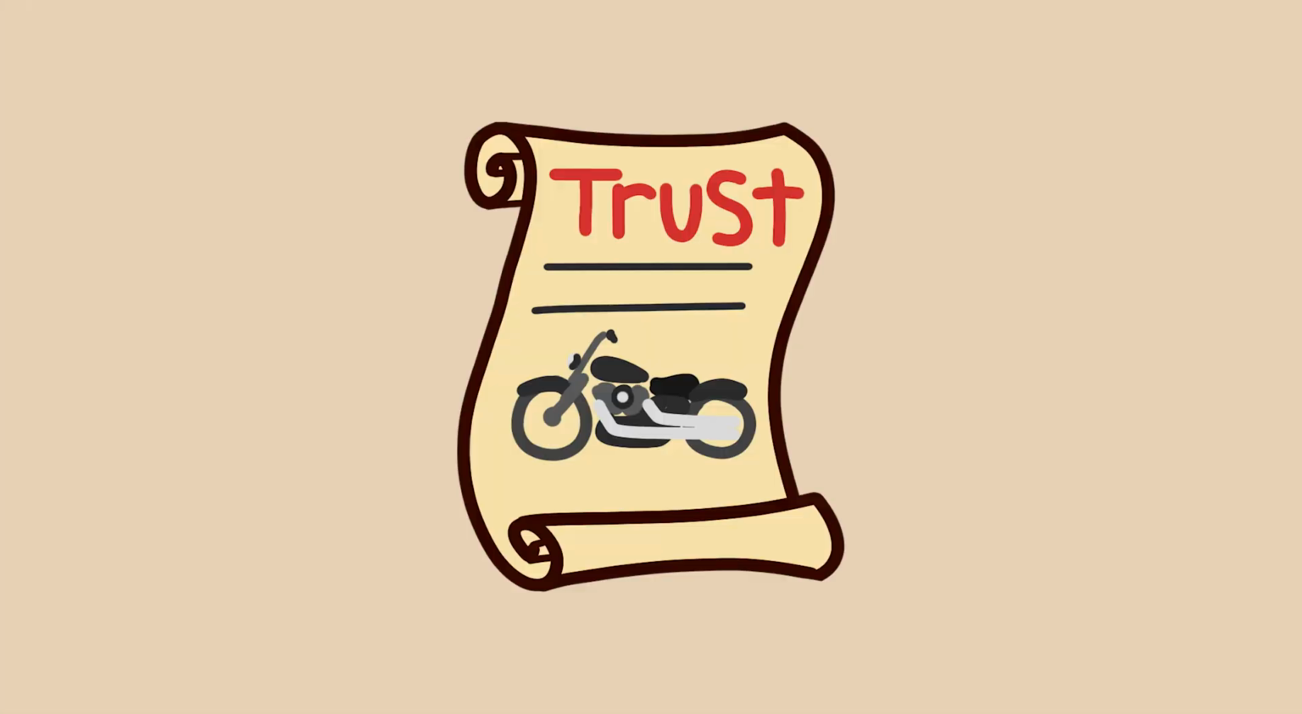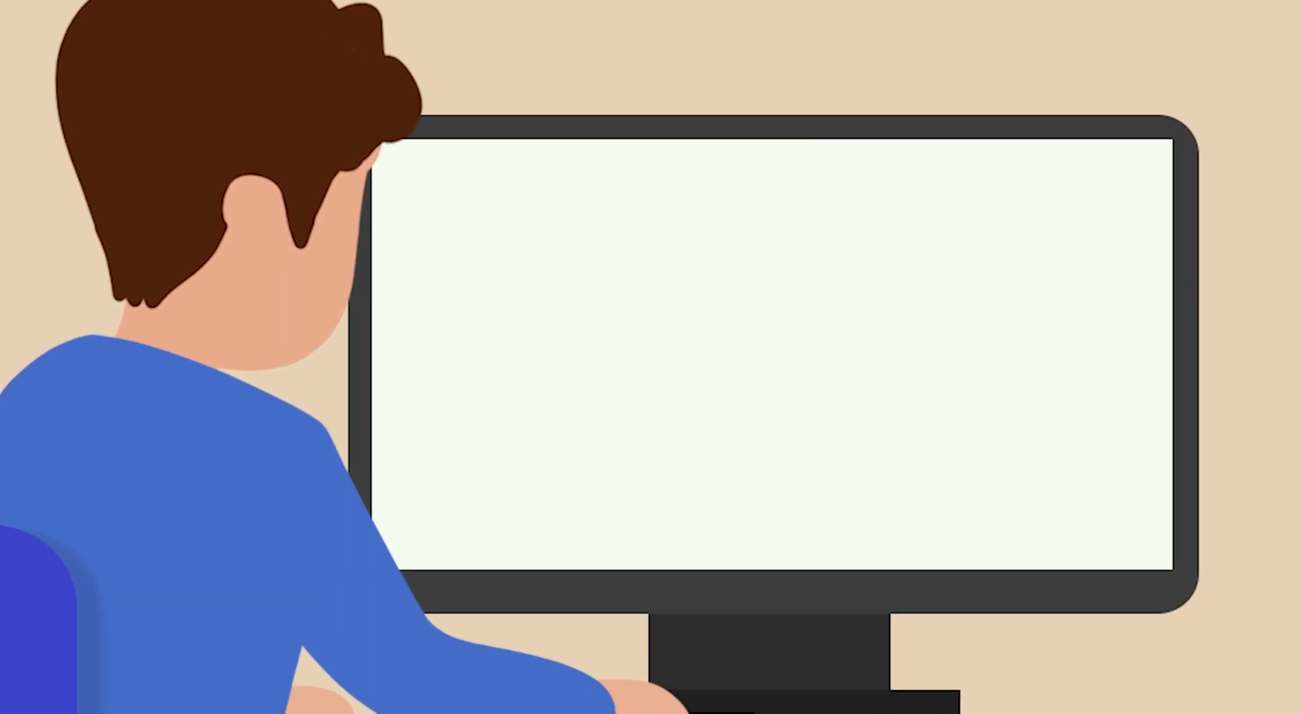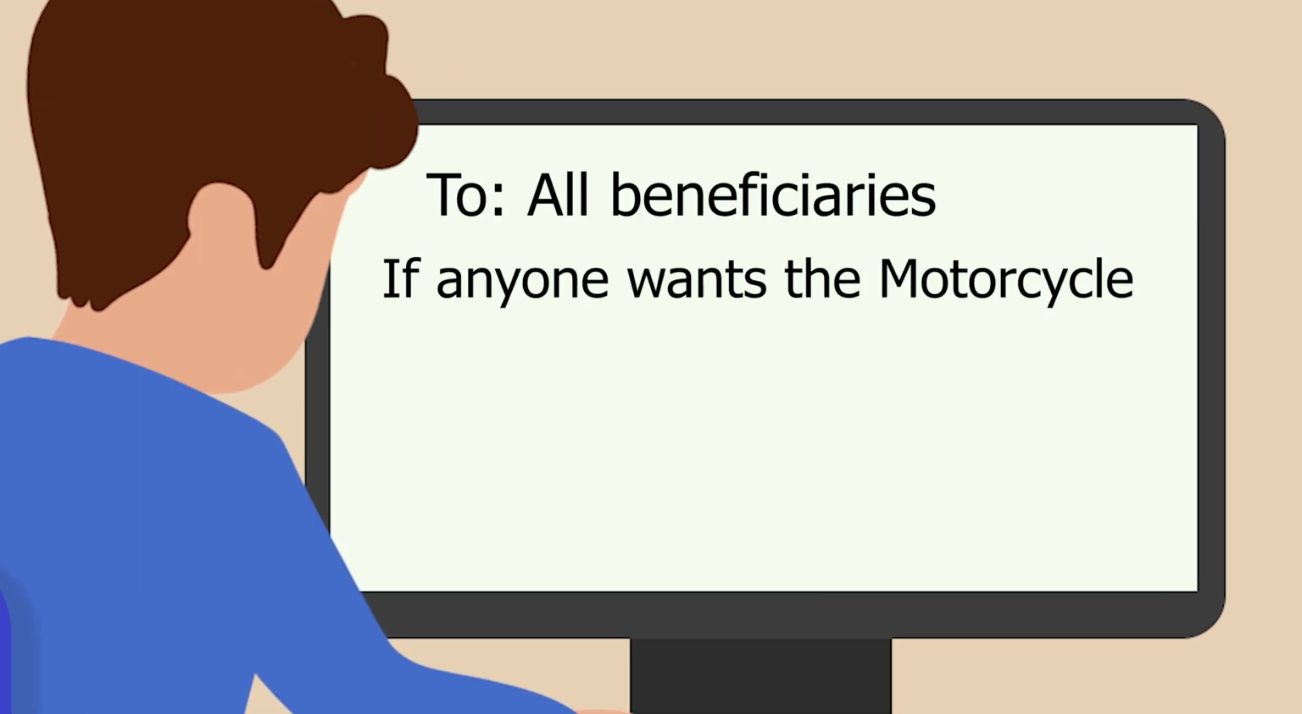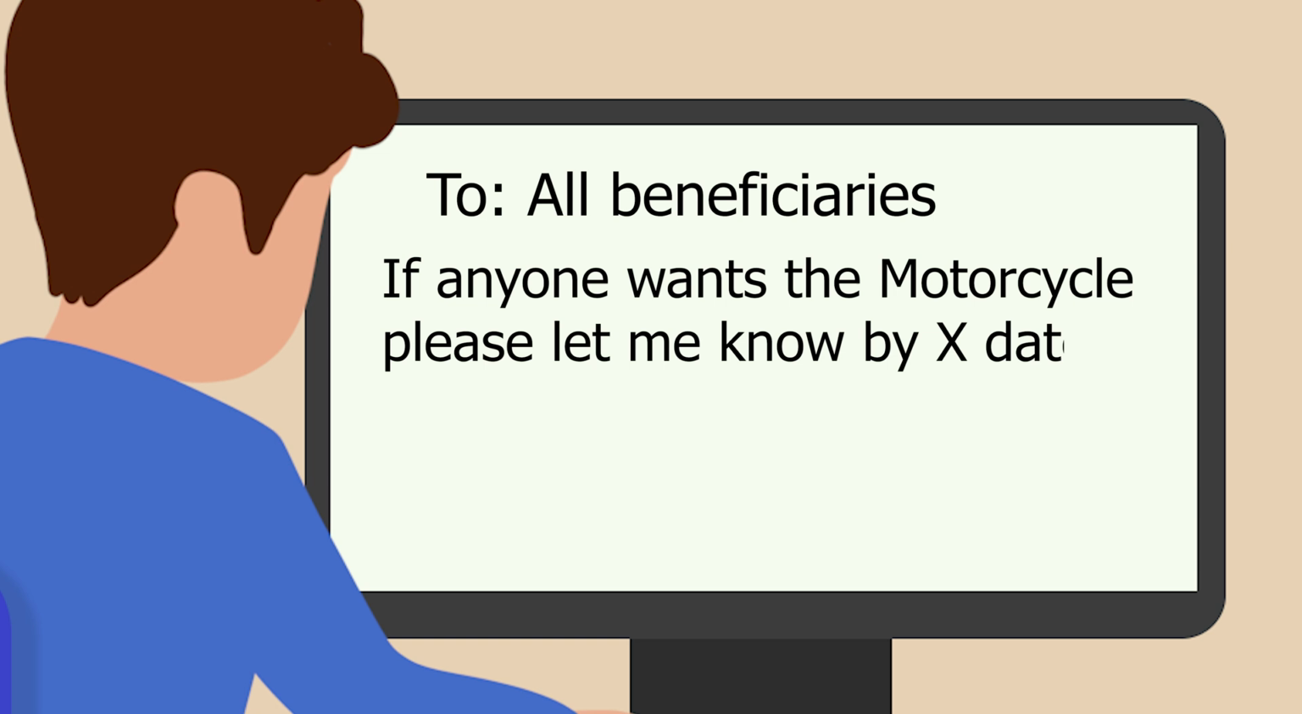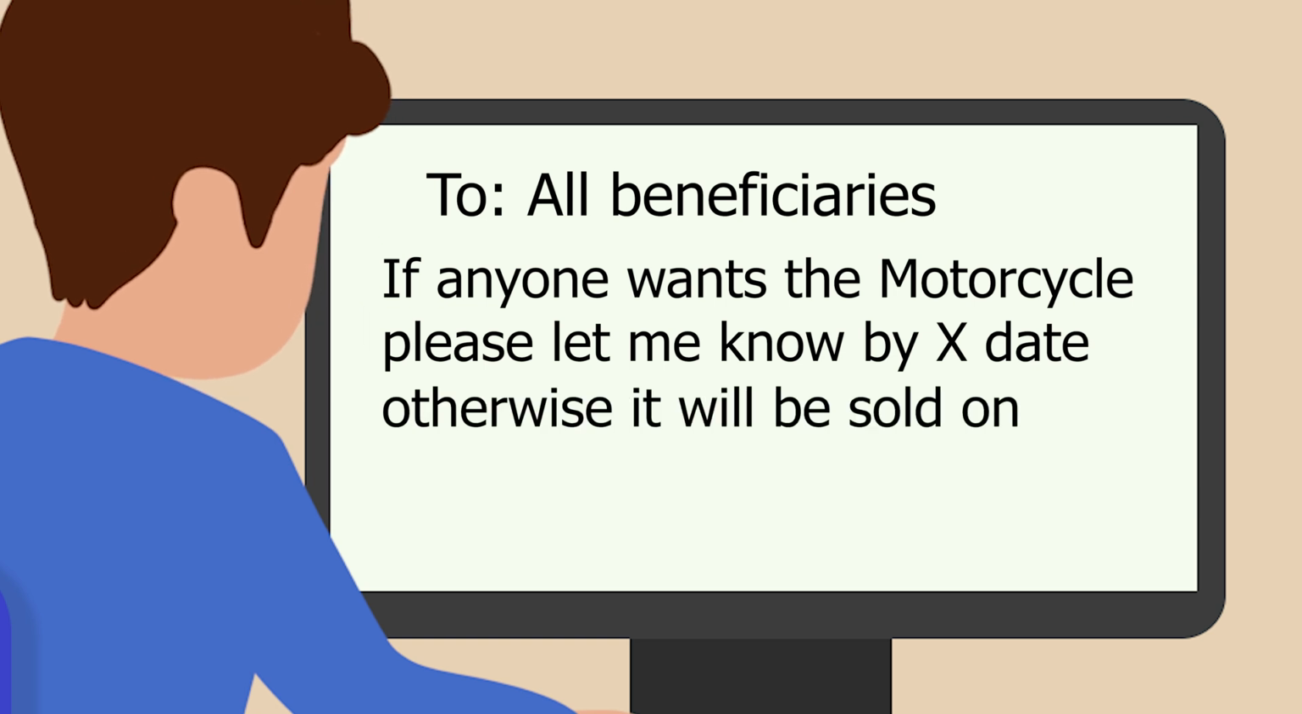For example, if the trust owns a motorcycle and you need to sell it, send an email to all beneficiaries stating, "If anyone wants the motorcycle, please let me know by X date. Otherwise, it will be sold on X date." This ensures everyone is on the same page and eliminates misunderstandings.